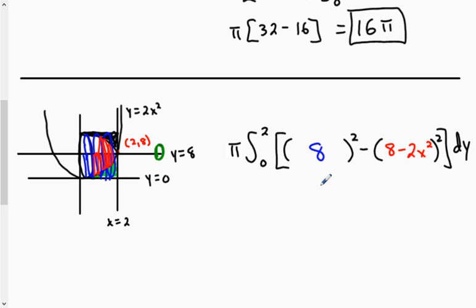Okay, so now let's just say I work this out. This is just grunt work from this point on. You know, we could square this, add like terms, distribute the negative, combine stuff. If we integrate this and work it out, we're going to get 896 pi over 15.